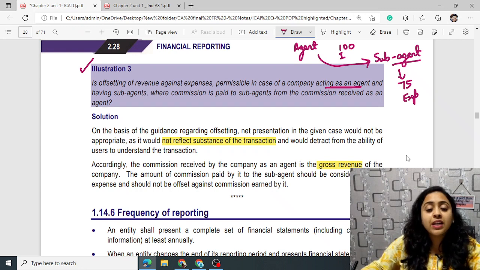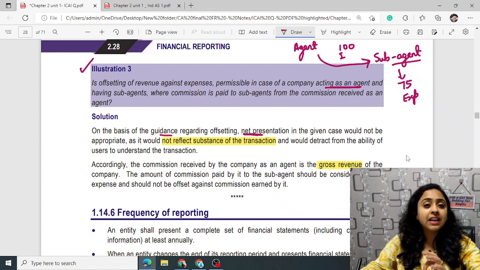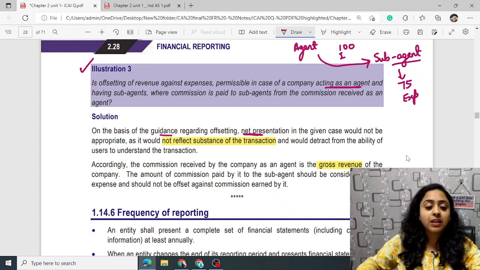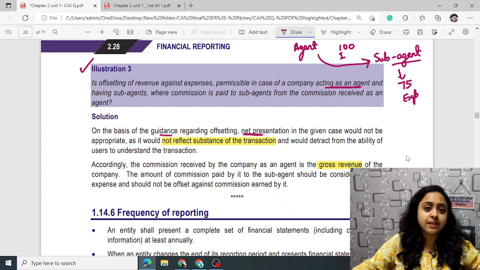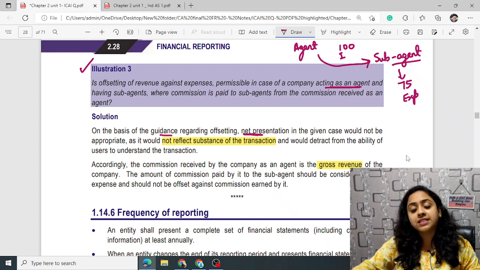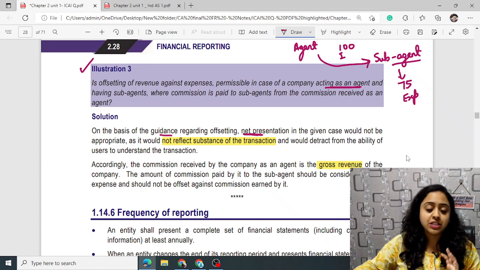Unless it is permitted by a specific Ind AS, all incomes and expenses should be shown separately. On the basis of the guidance regarding offsetting, net presentation in the given case would not be appropriate. It would not reflect the substance of the transaction, would not show the correct picture, and would detract from the ability to understand the transaction. Accordingly, the whole 100 rupees of commission received should be shown as income, and the 75 rupees should be shown as expense. The gross income should be recorded without any deduction of the amount paid to the sub-agent.